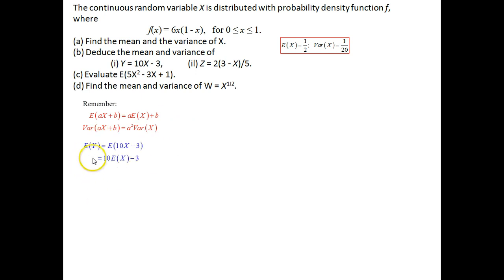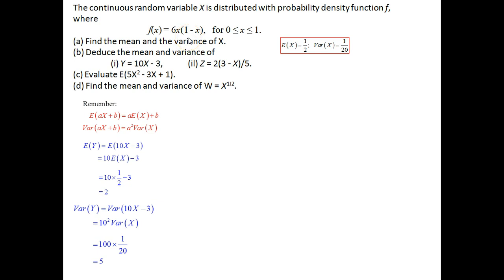So expected value of 10x minus 3 is 10 times the expected value of x minus 3, as it's a constant. So I can put the expected value of x in, work that out, and I get 2 as my mean of y. My variance of y, I can take the variance in, square the coefficient and ignore the second one. So it's 10 squared times the variance of x. Variance of x is 1 over 20. So I've got 5 as the variance of y.